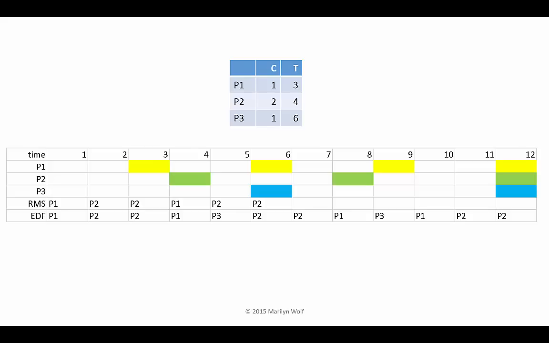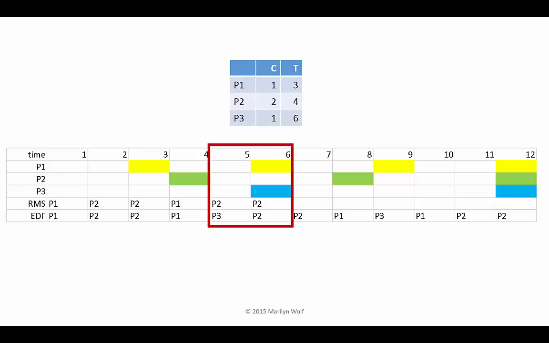This example illustrates a set of processes that EDF can schedule that RMS cannot. The colored boxes show the locations of the deadlines of the different processes. And at the bottom, we have lines for the RMS schedule and for the EDF schedule. So this example has 3 processes. P1 has a computation time of 1 and a period of 3. P2 has a computation time of 2 and a period of 4. P3 has a computation time of 1 and a period of 6.